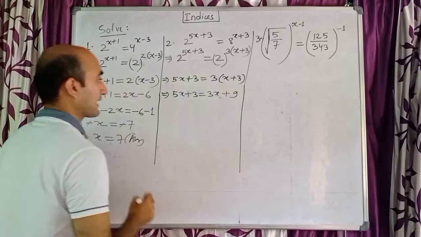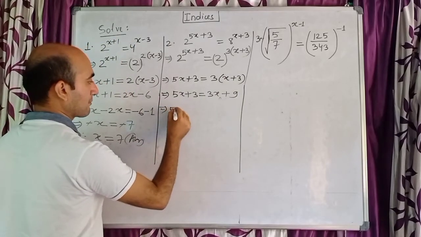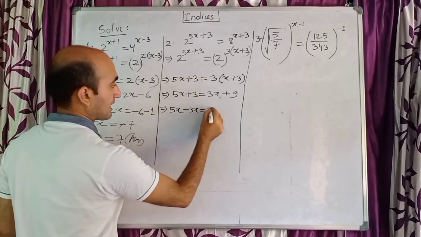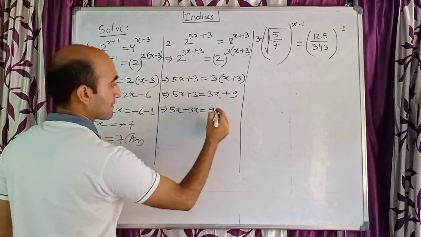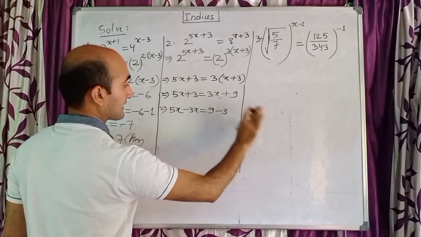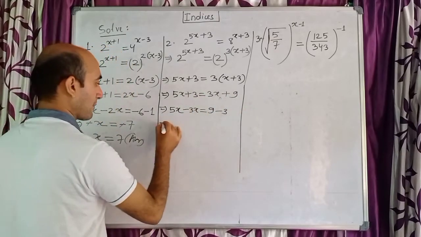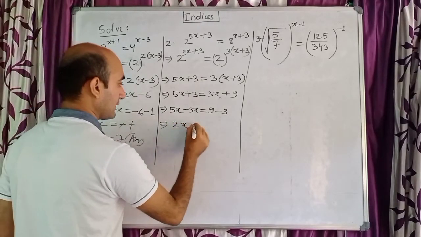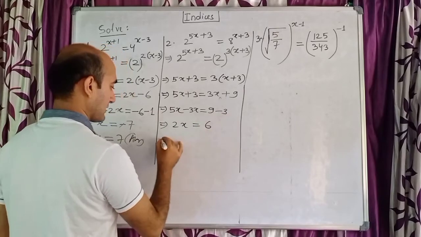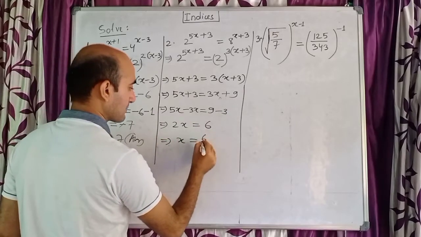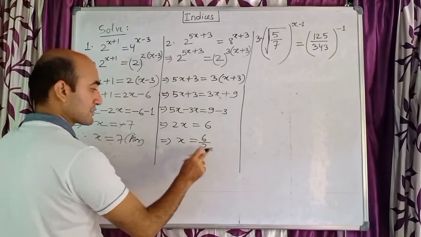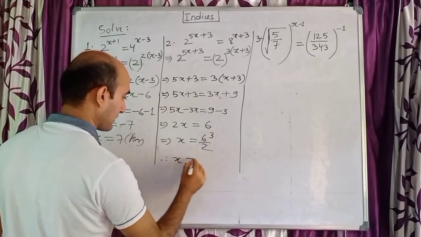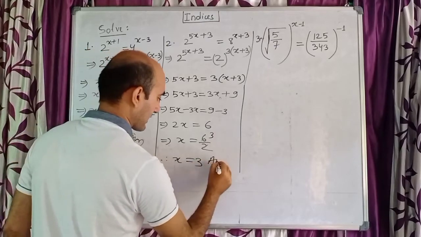3 threes are 9. Next, x one side, number one side, 5x, and this 3x will come, then minus 3x here, and 9 is in the plus, so write 9 here, and this is minus 3 going to the right hand side from left hand side. So now my result is 5x minus 3x is 2x, and 9 minus 3 is 6. So x equal to 6 by 2, because this is multiplying here, comes here and divides. So 2 threes are 6. Therefore x will be equal to 3 is my answer.